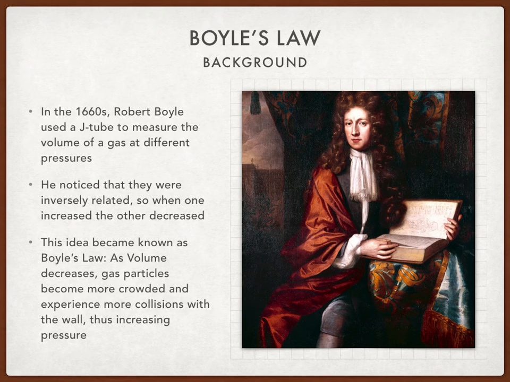In the 1660s, Boyle used a J tube, an instrument, in order to measure the volume of mercury at different pressures. And so he noticed that these two variables were inversely related, meaning that if volume was increased, pressure would be decreased, and vice versa.